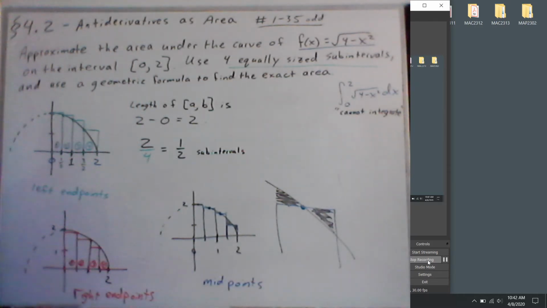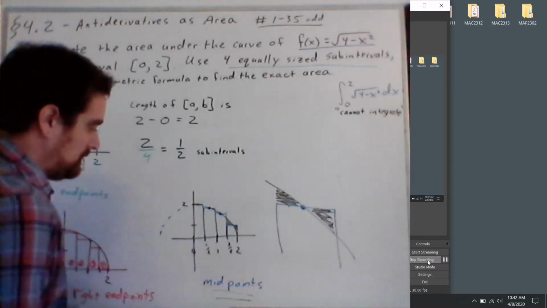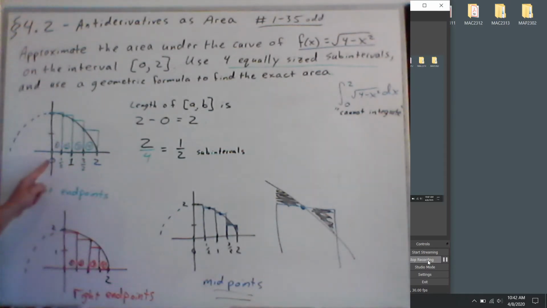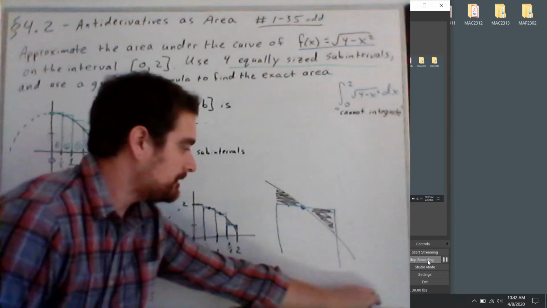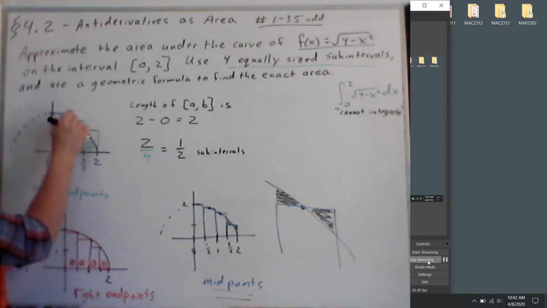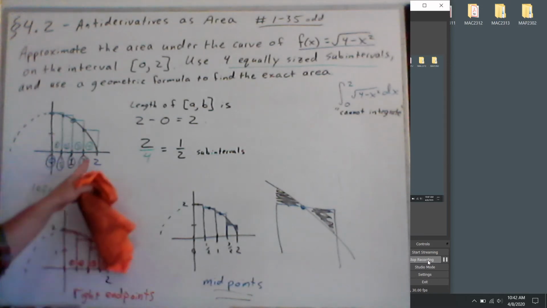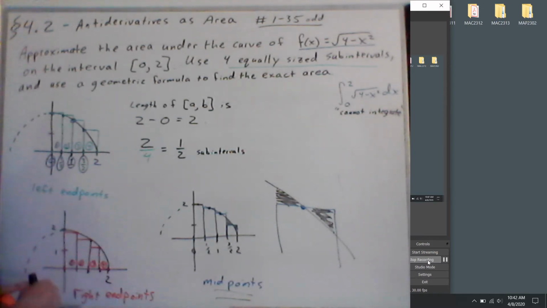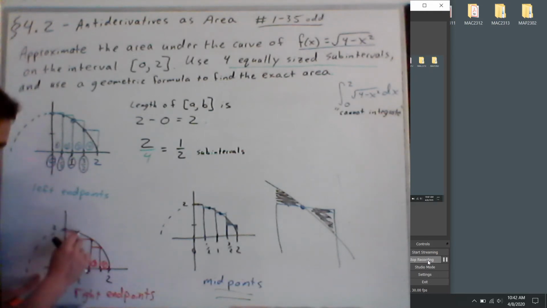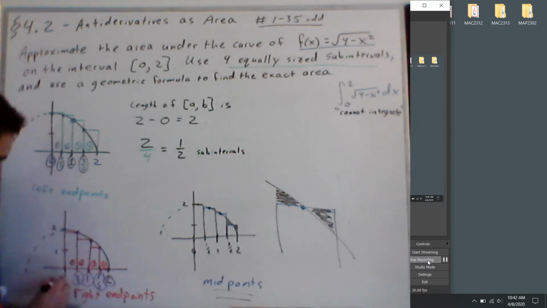The only thing that's different with the midpoints is you have to find the average between these two. All right, so if these were my left endpoints, I would use the endpoints 0, a half, 1, 3 halves. So you only need the left endpoints. Notice 2 is a right endpoint. We don't need it. But if you use the right endpoints, you would need 1 half, 1, 3 halves, 2. All right, so these would be your right endpoints. Notice you'd never actually use the 0 because that's a left endpoint.